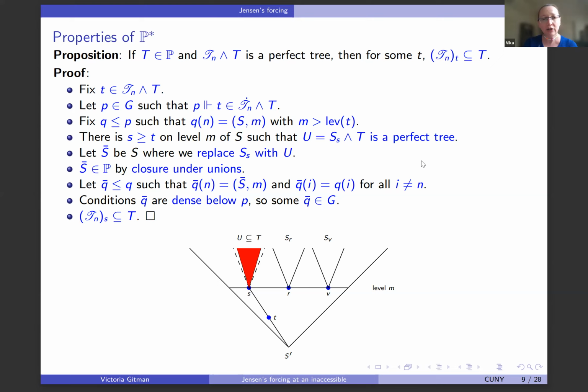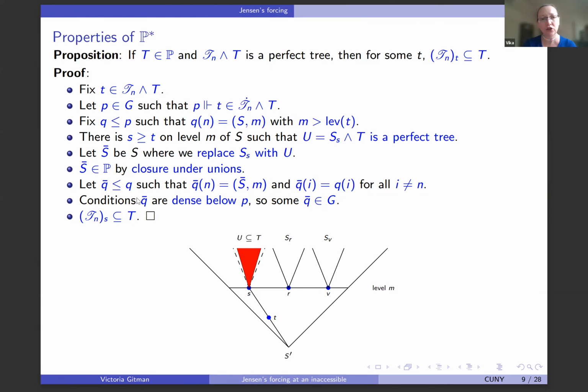Okay, I need to argue that this condition S bar is actually in my poset P, because the poset P isn't the full forcing, right? And for this, we use the union property. Because what is this tree S bar? It's the union of all of these. But all of these are in my perfect poset, and I have closure under their unions. And therefore, S bar is also in P.